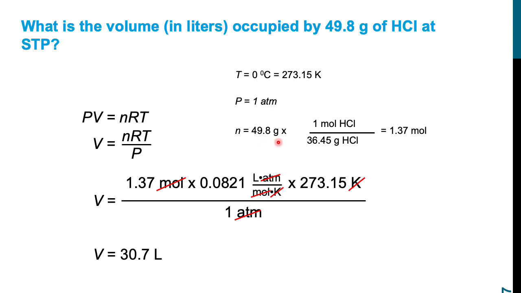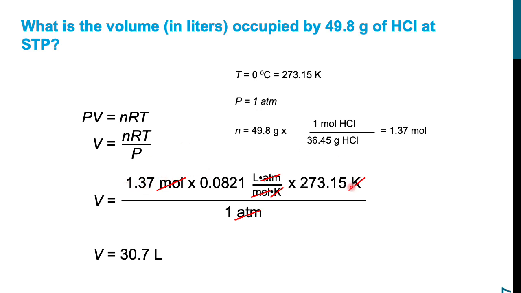So 49.8 gram multiply with RMM, divide with RMM. RMM for the hydrochloric acid, that is 36.45 gram. Hydrochloric acid, so you get the number of mole for the hydrochloric acid. So you can substitute to this one.